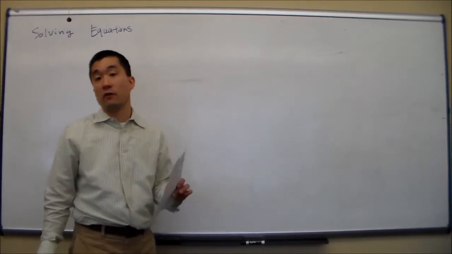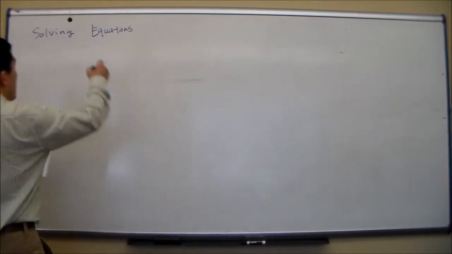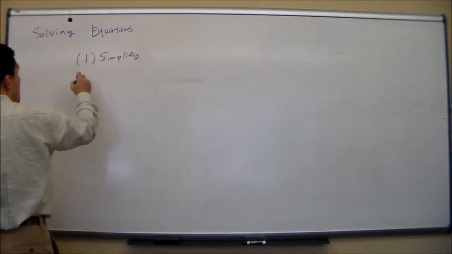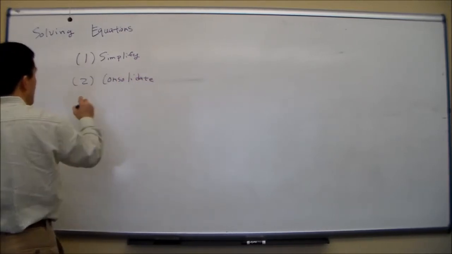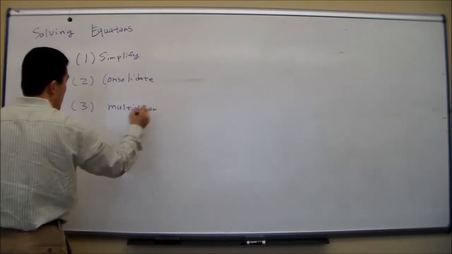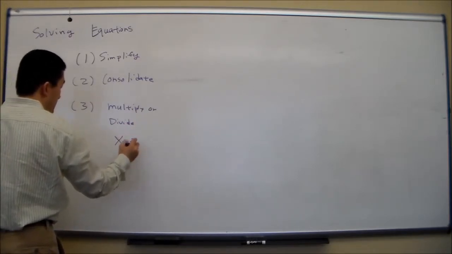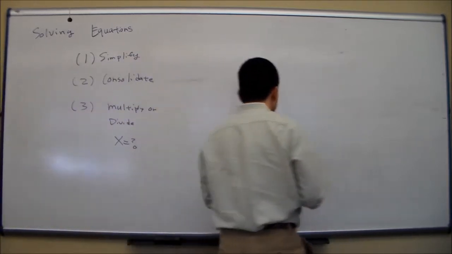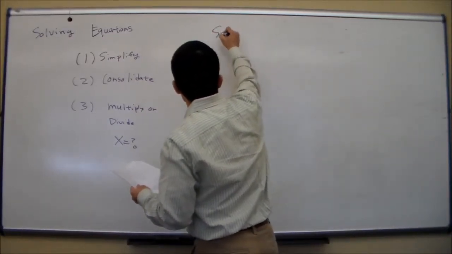There are a number of ways to solve equations, but for this class, we're going to follow 3 simple steps. One is to simplify. 2 is consolidate. And last one is multiply or divide to get to this state. Whatever the variable is, I want to know what that is specifically. So let's start with an example. Solve this equation.